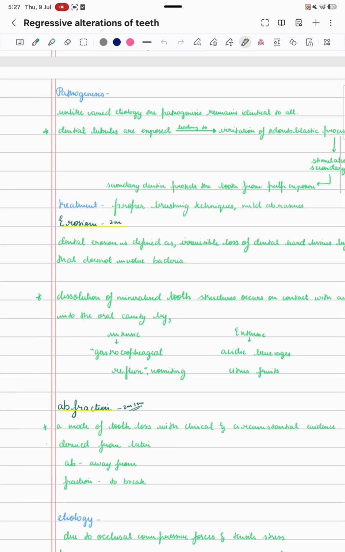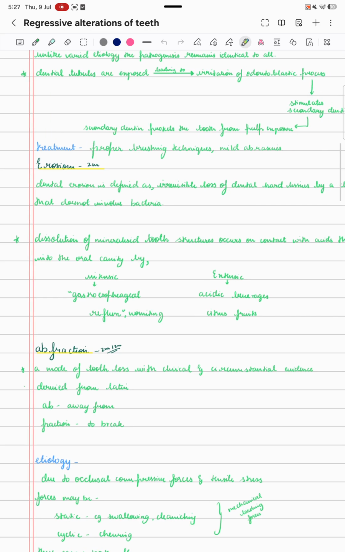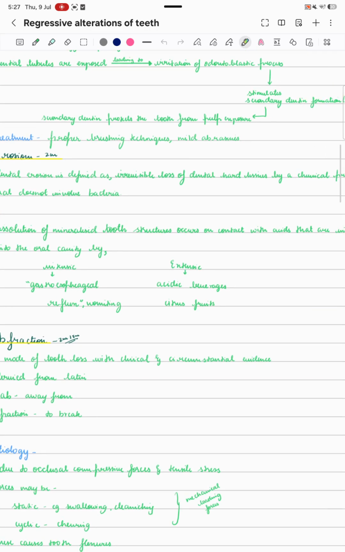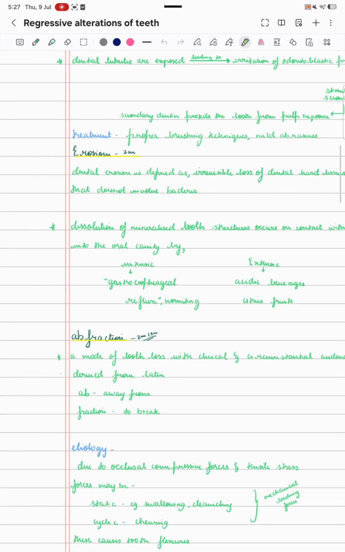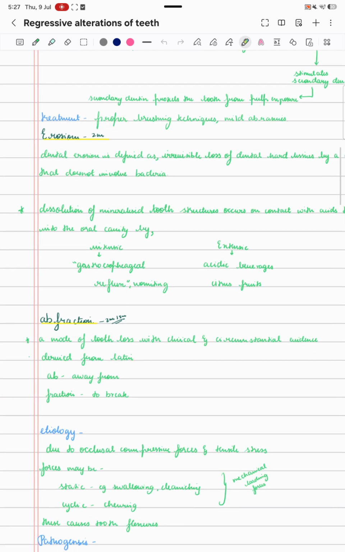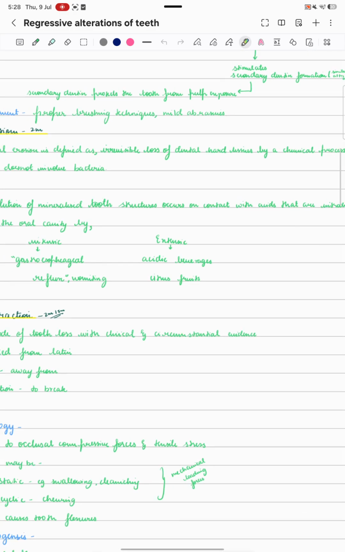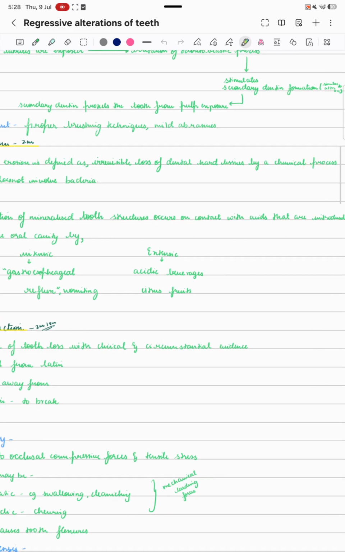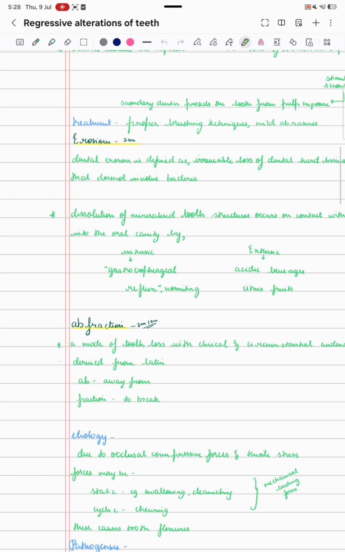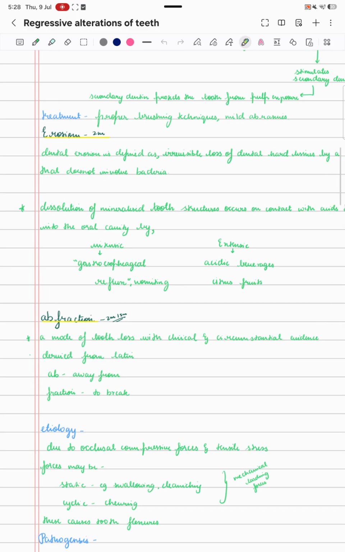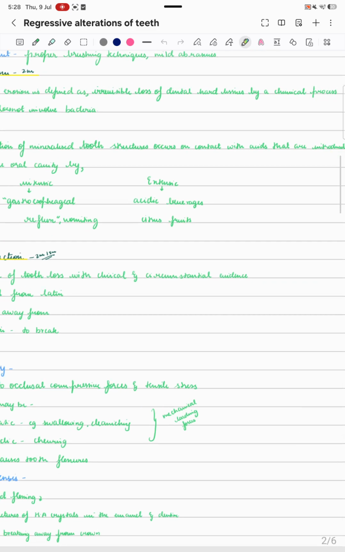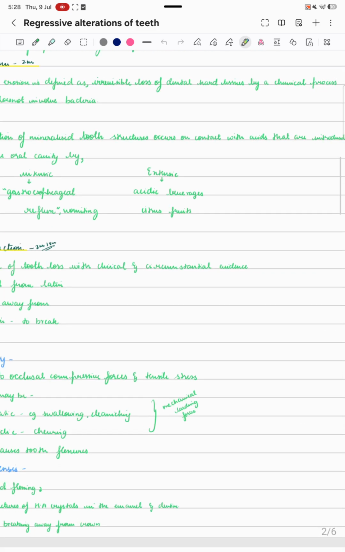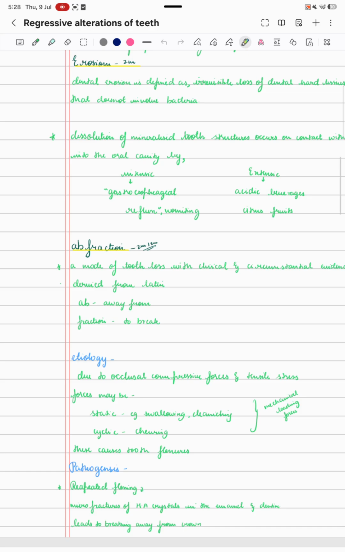Okay. Now coming to erosion. Erosion is the chemical loss. The etiology for erosion is a chemical process. Dental erosion is defined as irreversible loss of dental hard tissue by a chemical process that does not involve bacteria. So any chemical process other than bacteria is erosion. Dissolution of mineralized tooth structures occurs on contact with acids that are introduced into the oral cavity.